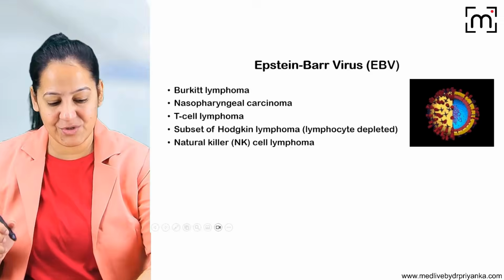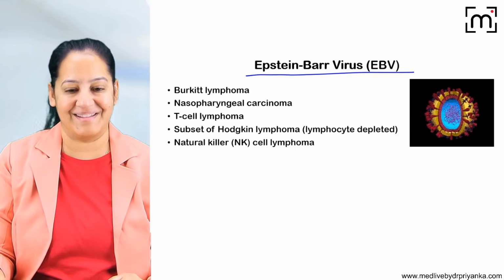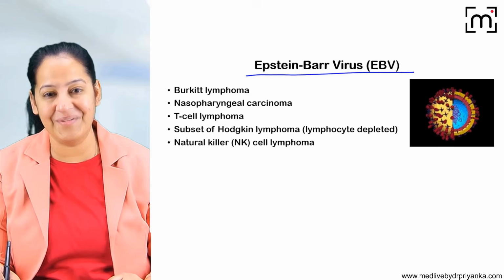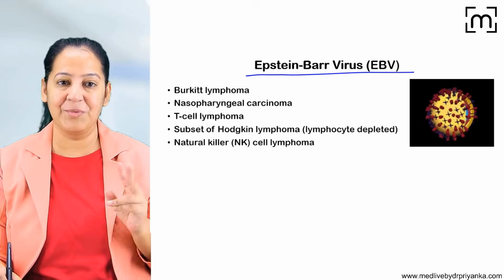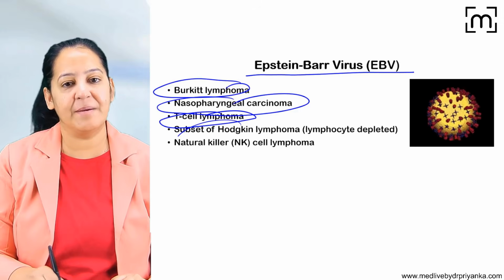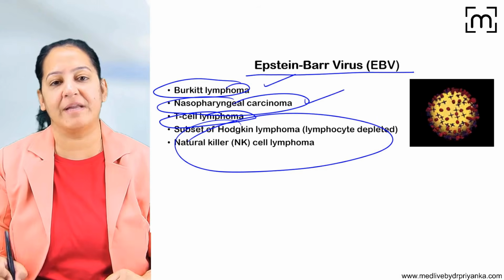Okay. Now coming to the next virus, you can see here the next virus is Epstein-Barr virus. Now tell me the mechanism, how does it lead to cancer? Which cancers does it cause? Mostly it causes Burkitt lymphoma, nasopharyngeal carcinoma, T-cell lymphoma and some Hodgkin and non-Hodgkin's lymphoma rarely. But most commonly it leads to Burkitt lymphoma and nasopharyngeal carcinoma.